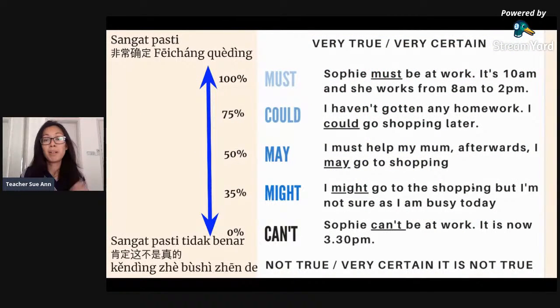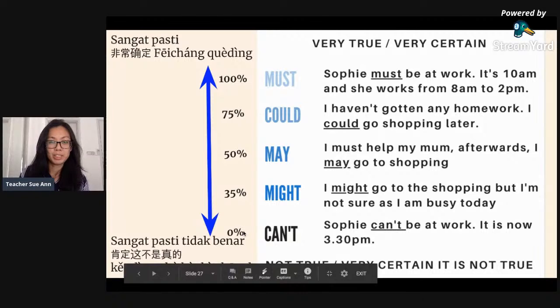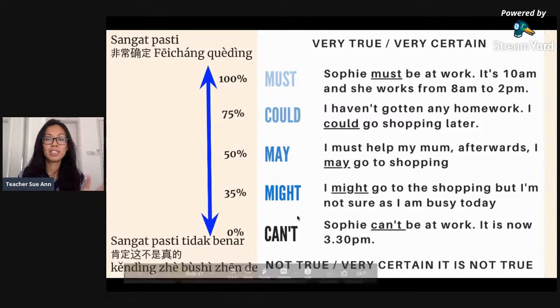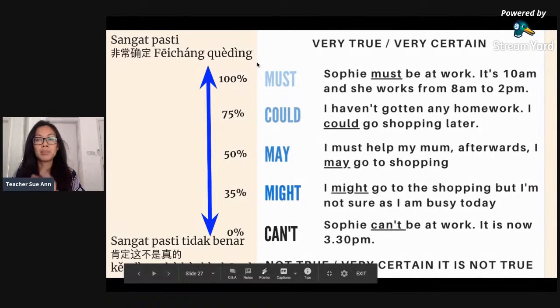Now we're going to the next part of the modal verbs. So you can see a graph here, 0% to 100%. So we have not true, very certain it is not true, and very, very true, very certain that it is true. All right, so we have can't and must. So you can see 0% and 100%. So let's start with 100%.